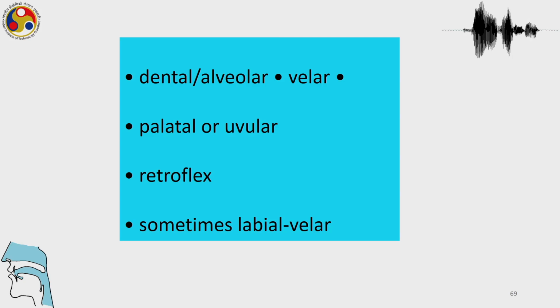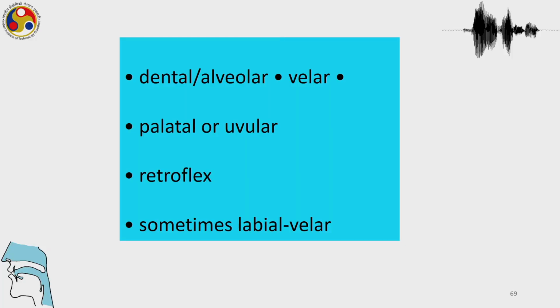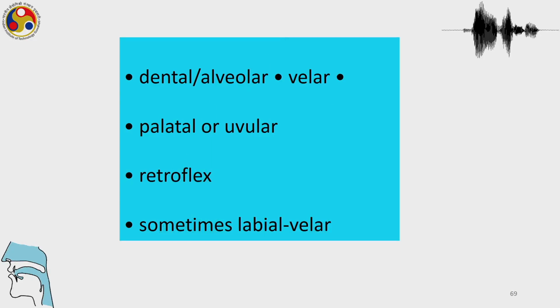So this is summarizing the most common inventories. It's not to say that the dental and alveolar contrast does not exist. As we have just seen, it does exist. However, most commonly, if there is a dental stop, then the corresponding alveolar stop or fricative is not there. So if a dental and alveolar stop or fricative contrast is there, then very often among the stops velar is also found.